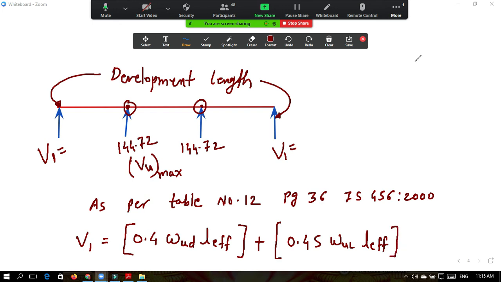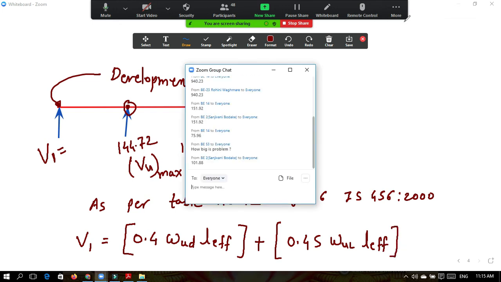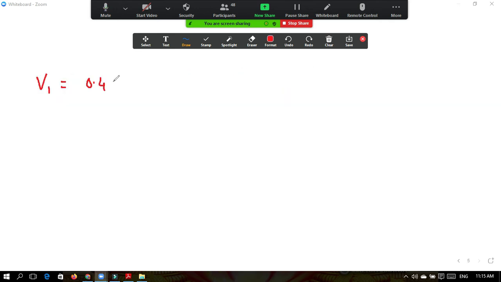Second bracket is for live load. Now just put the value and let me know the answer of V1. So the answer of V1 is 101.88. Please cross verify the answer. 0.4 into 22.2 into 6. This is your first bracket, plus in the second bracket it is 0.45 into 18 into 6.